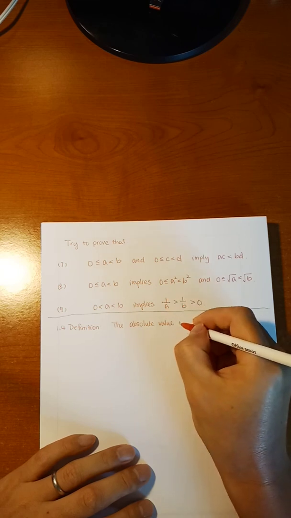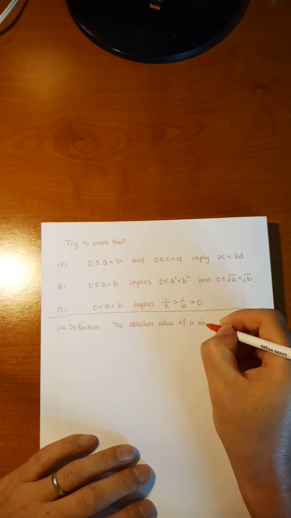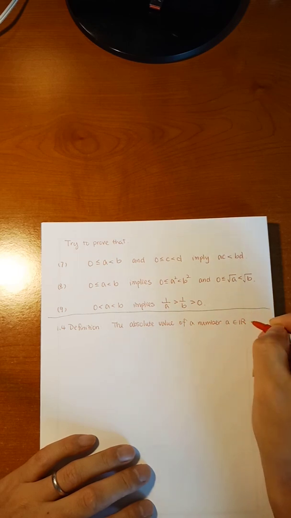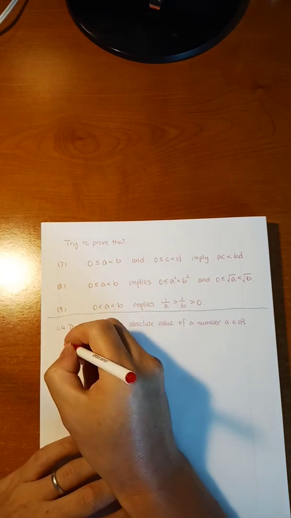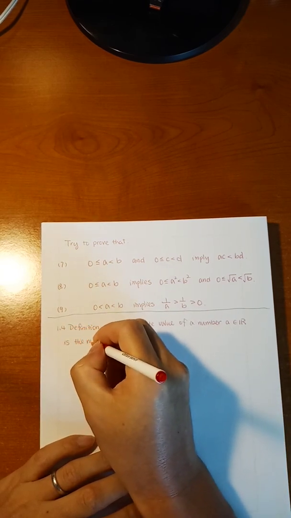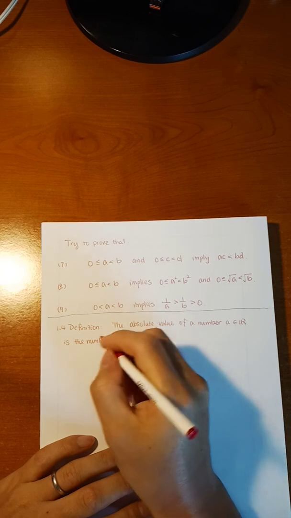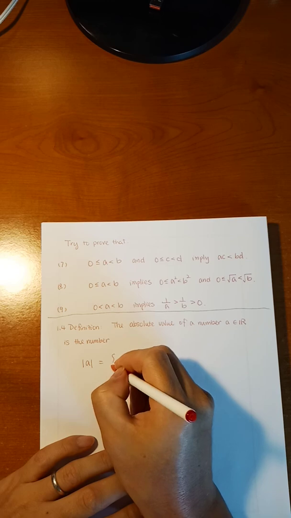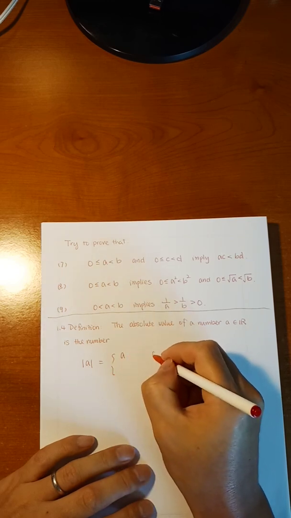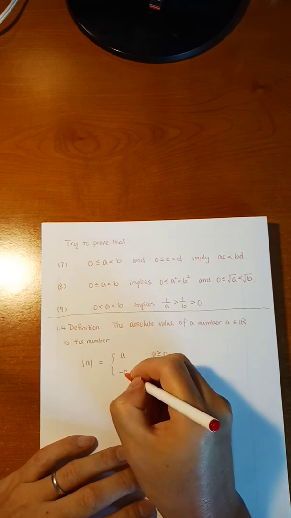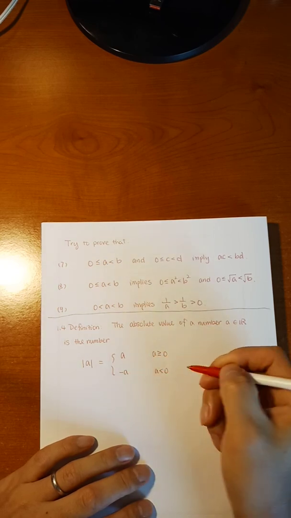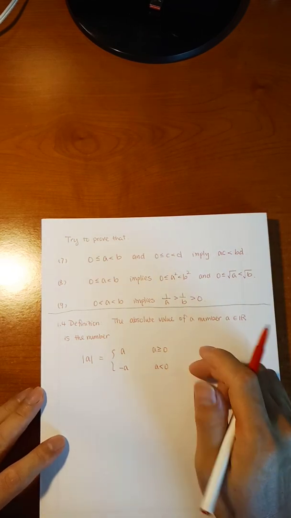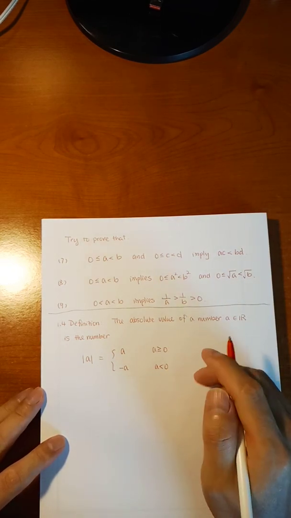The absolute value of a number a in R, in the set of real numbers, is a number we denote by |a|. It is equal to a for a greater than or equal to 0, and negative a for a less than 0. Okay, so once we have this definition, sometimes we also call it a piecewise defined function.